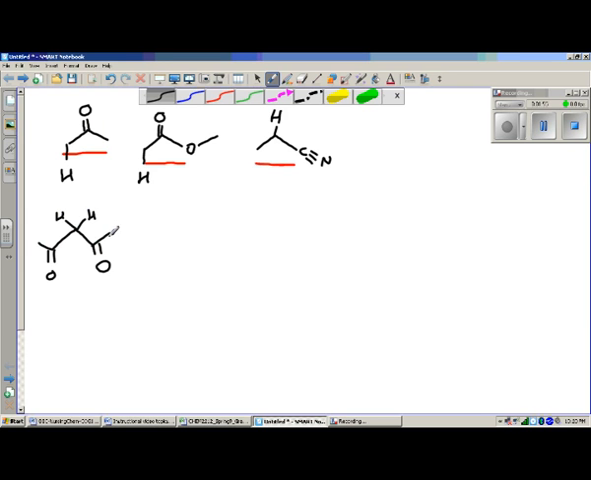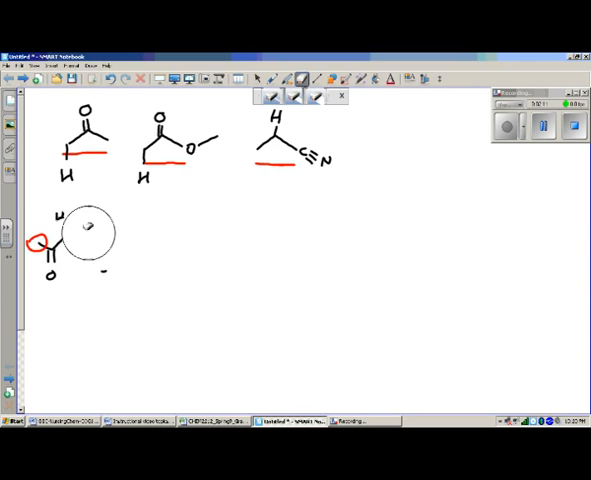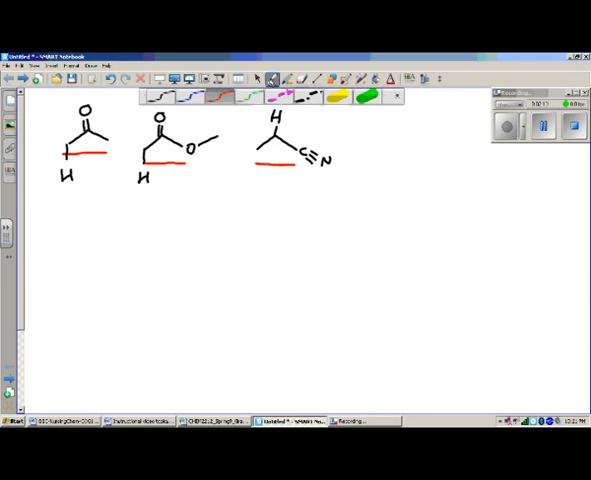That means, hopefully you can understand, we need a stronger base to remove these hydrogens than we do to remove these hydrogens. Now, we use ethoxide for these. That will not work for other hydrogens like these. We have to use a stronger base. We've talked about this a little bit in class, so I will bring it up right now.